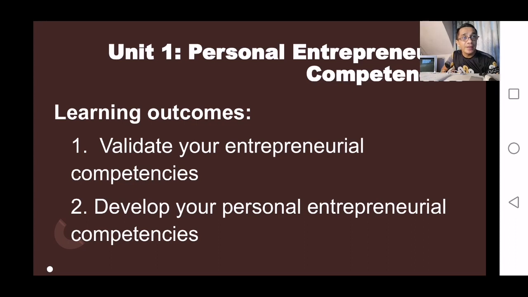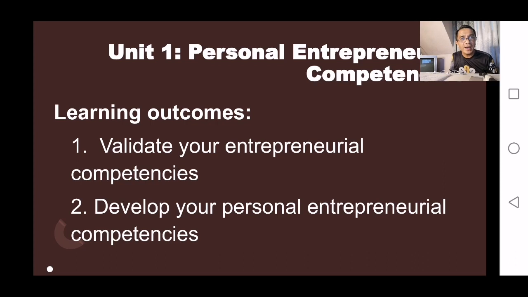Kasi syempre, nasa college pa lang kayo, tapos kurso nyo, yung iba sa inyo nasa NatSci, yung iba sa inyo nasa engineering, yung iba sa inyo, iba rin yung course. Siyempre, hindi yun yung orientation nyo. But as I have mentioned in the very first module, anybody can be an entrepreneur. Kasi kahit anong course pa tayo mag-graduate, pwedeng maging fallback natin ang pagnenegosyo. Okay? Kaya dito sa unit na to, at least may expose.